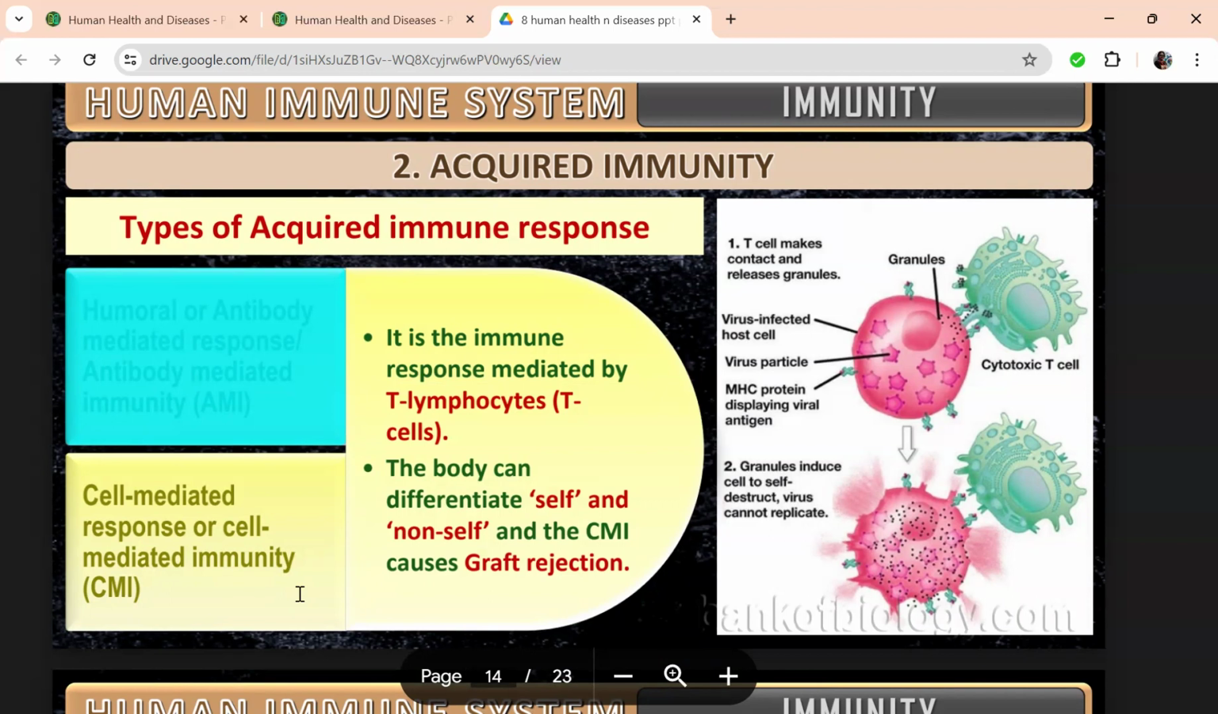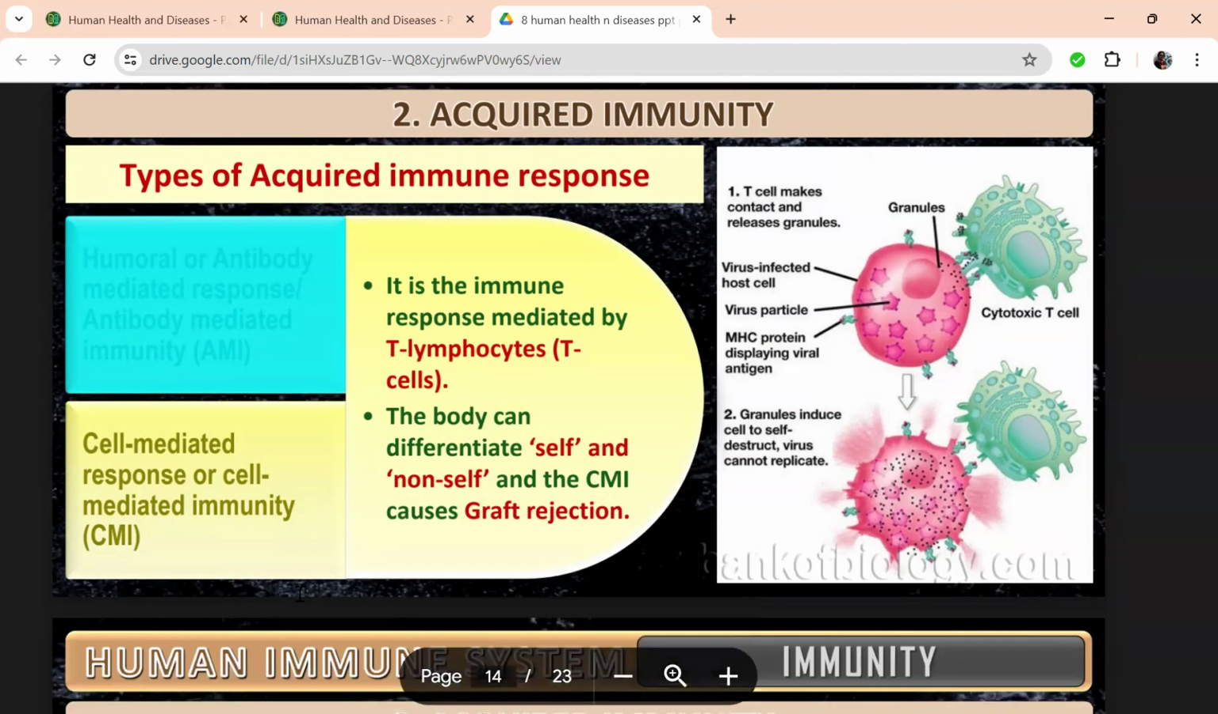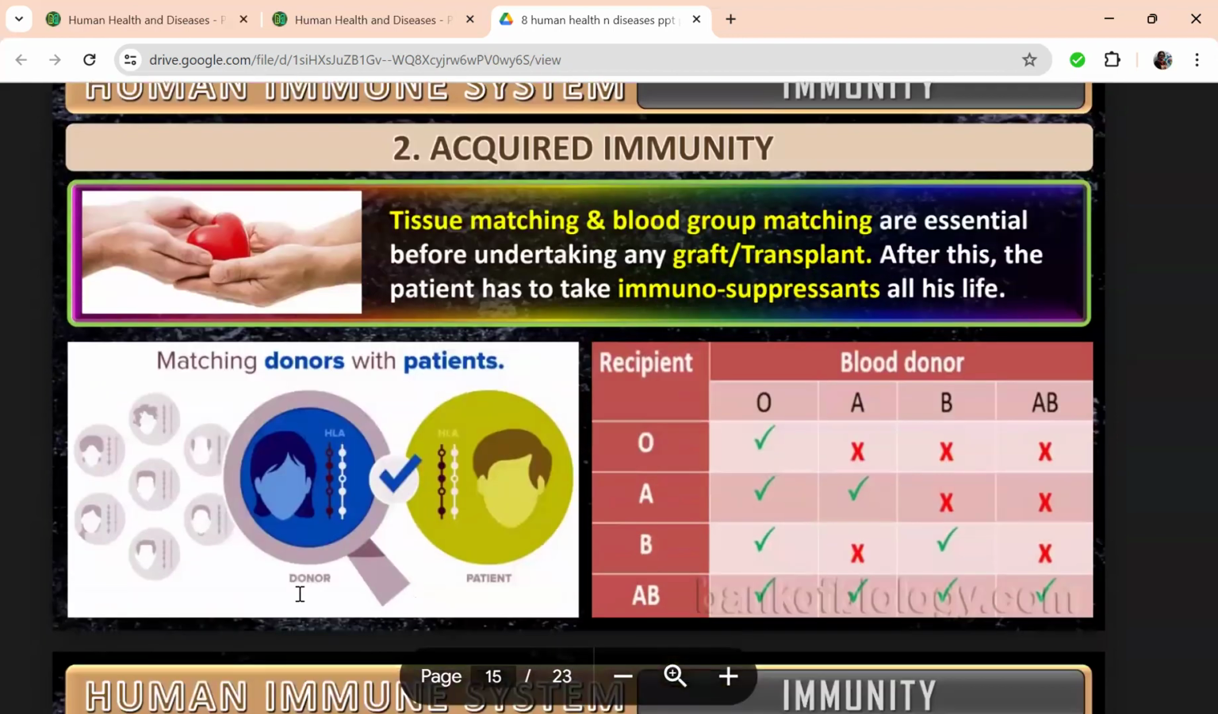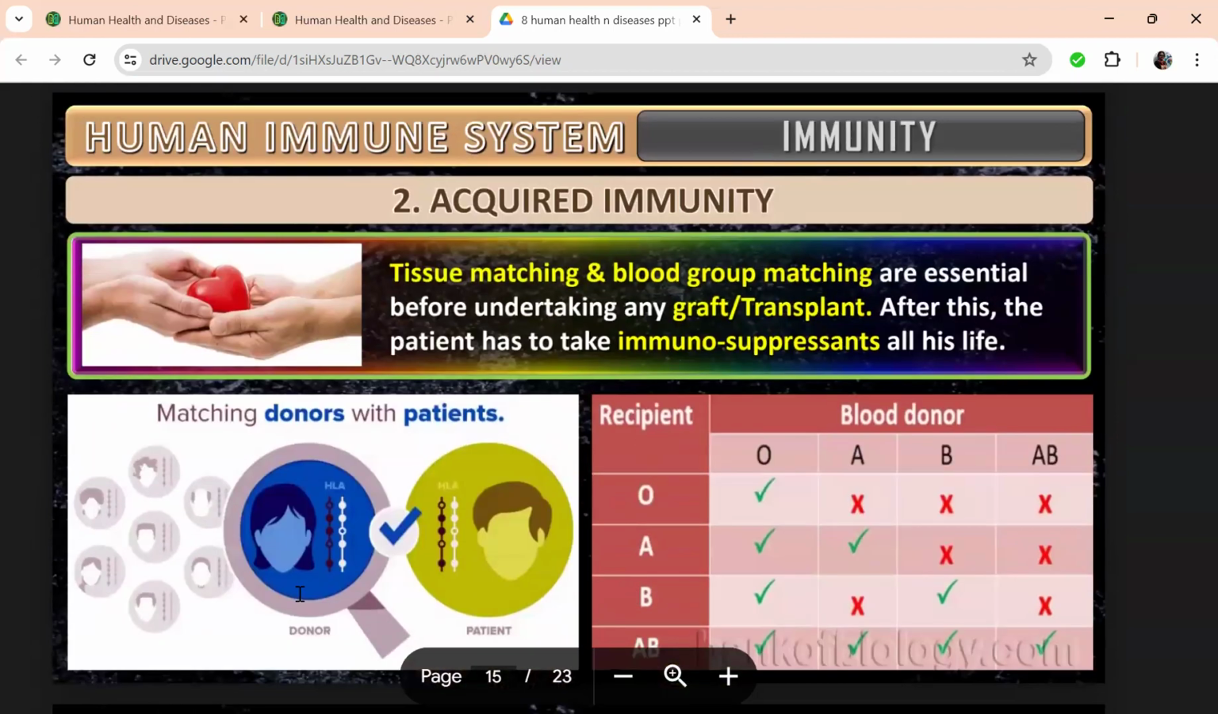So the body can differentiate self and non-self. And CMI causes graft rejection. Graft means there might be a skin graft or some other organ grafted into yours, and the body will say no.